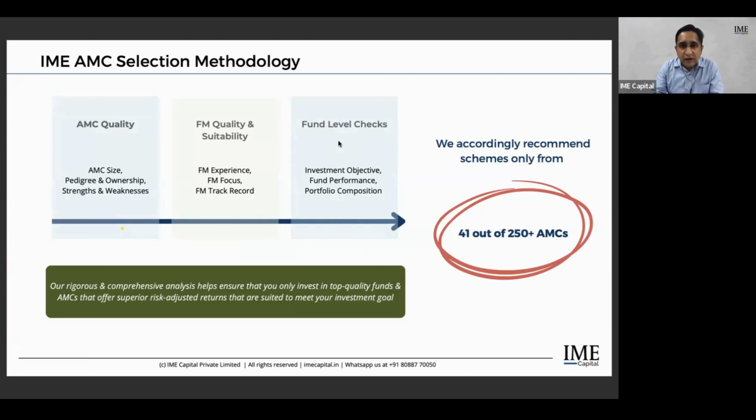Now, this is a very, very stringent methodology that we have. When we are trying to assess an AMC, we're looking at the AMC's quality, the level of size, their pedigree, their ownership, the relative strengths and weaknesses across AMCs, the investment team, what their level of experience is, what is their focus, what's their past track record. As well as fund level checks in terms of the funds that they are offering. And we have analyzed over 250 AMCs, and there are only about 40 of these 250 firms that meet our criteria to be 4 or 5 star rated.